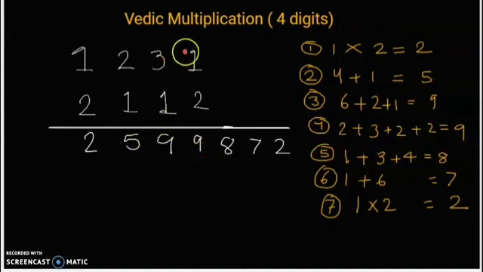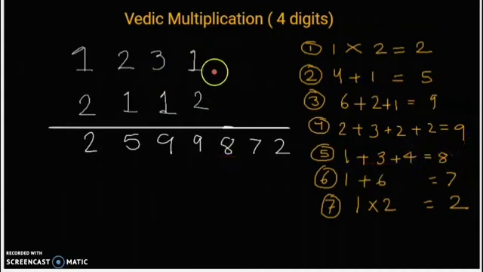In the fifth step we will take the last 3 digits, 2 3 1 and 1 1 2, and we will again cross multiply. 2 times 2 is 4, 1 times 1 is 1, then 1 times 3 is 3, and 2 times 2 is 4. So adding them we get 8. So I have written 8 over here.